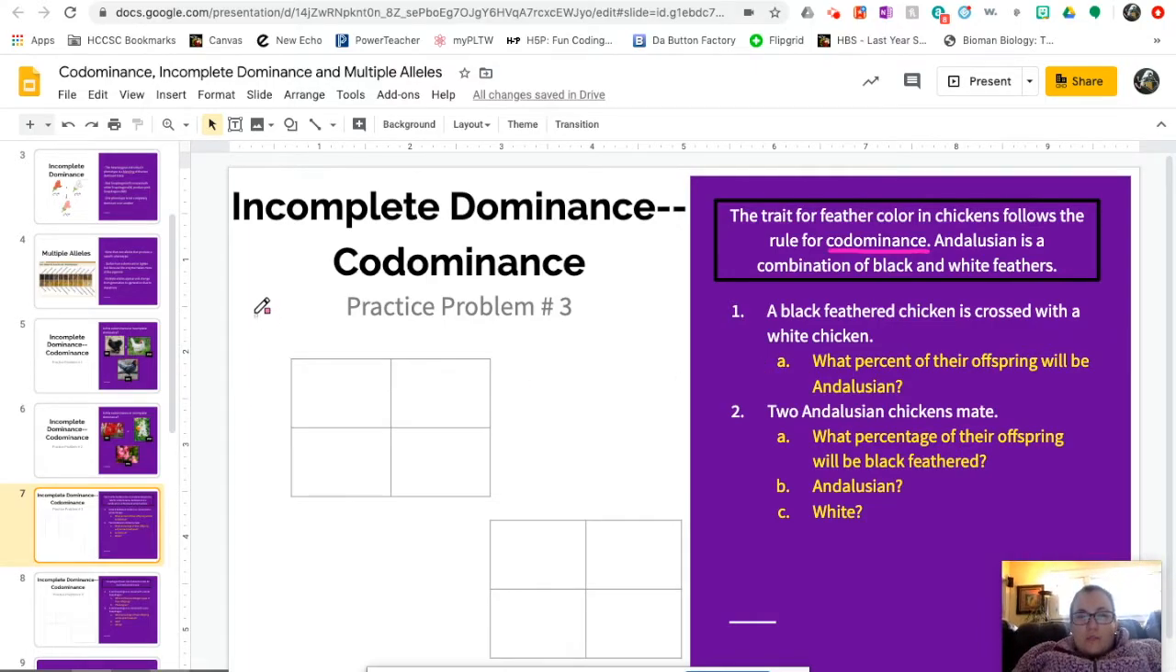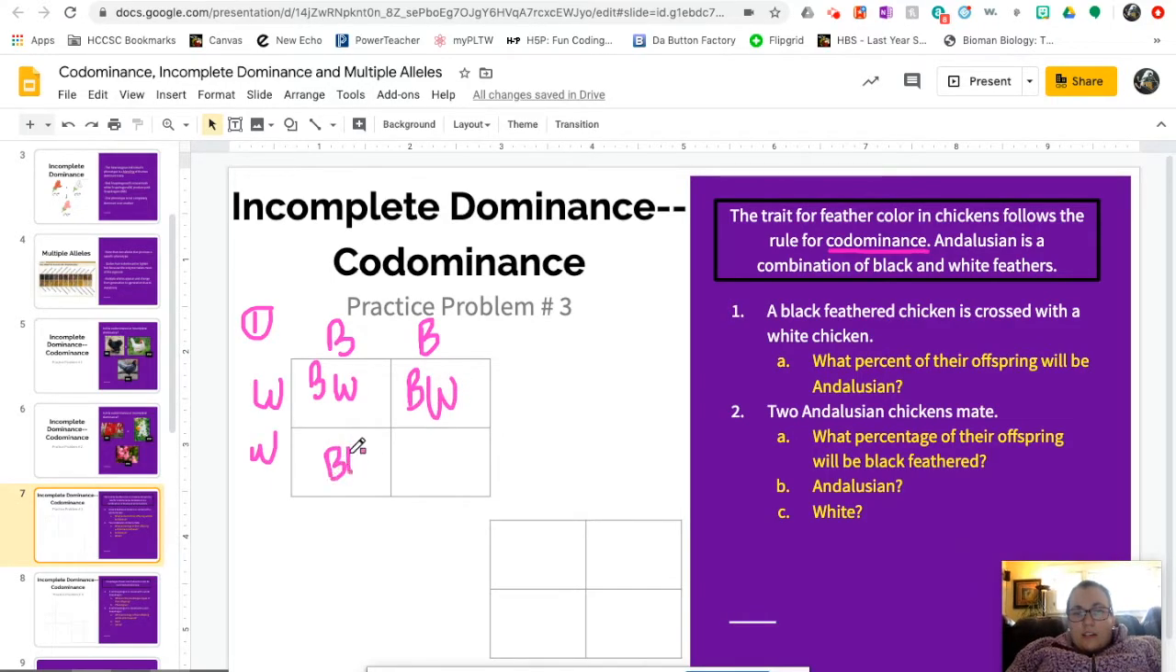So for the first one, a black feathered chicken is crossed with a white chicken. Just like before, you follow the rules of dominance. So we know black is going to be dominant to white. So you have a black chicken, big B, crossed with a white chicken. Since we know they are following codominance, they're both going to be capital letters. Then when we combine our letters in the box, sorry, my handwriting kind of stinks on this.